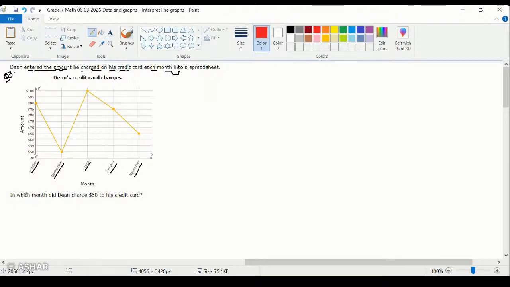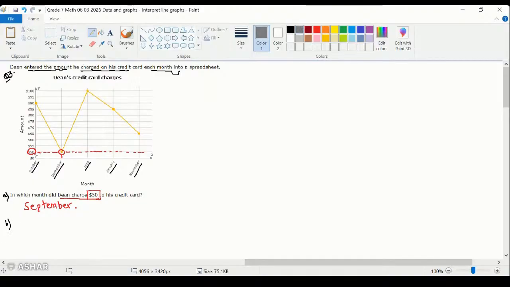In which month did Dean charge $50 to his credit card account? Let's see. If this was 50, let's try to find September was 50. Is there any other month in which he spent 50? So we can simply say in September he charged $50 to his credit card. Agreed?